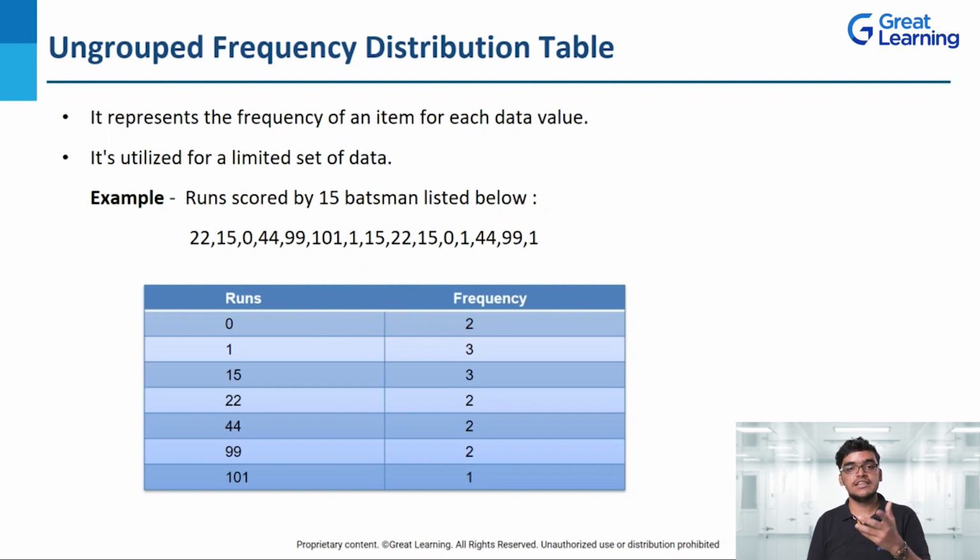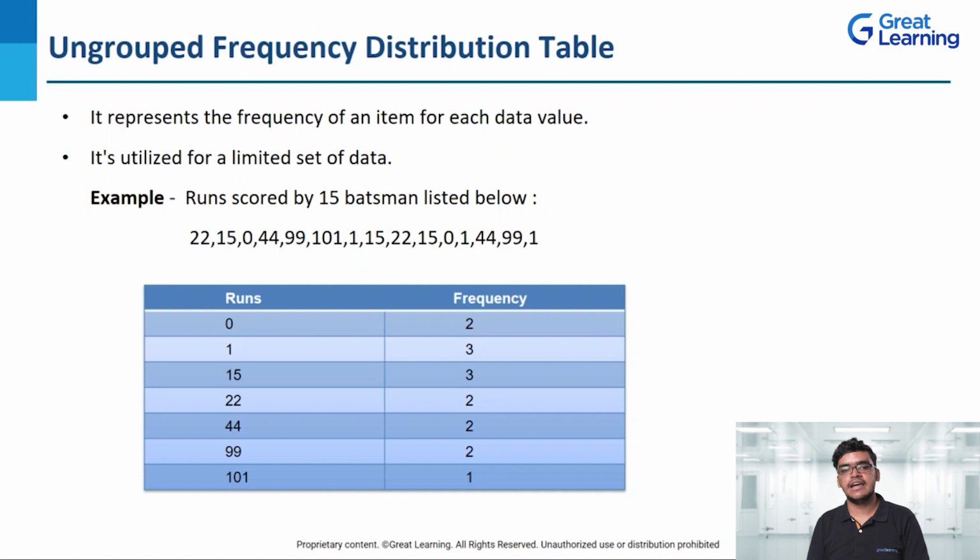If you see the example, we had balls of 2 colors. One was red and another was green. Red had a frequency of 3 and green had a frequency of 2. So we can simply make a frequency distribution table, and it will be known as an ungrouped frequency distribution table. Now you might ask, when should we use it? When we have a limited set of data, we can go ahead with an ungrouped frequency distribution table.